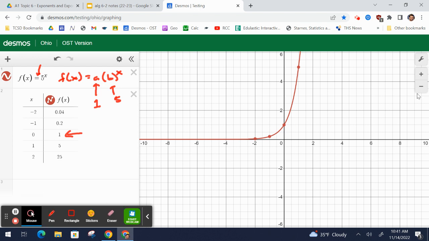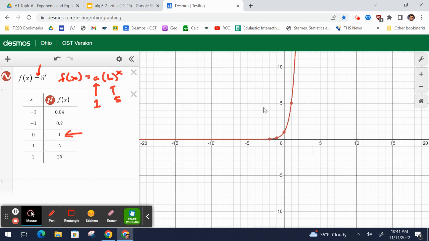Now let me zoom out one. You know I like to do that, right? So if I hover here, that's my y-intercept, 0, 1. That's my starting point. So notice here, again, if you multiply by 5, you get 5. Multiply by 5, you get 25. So that's how these are growing, by a factor of 5.